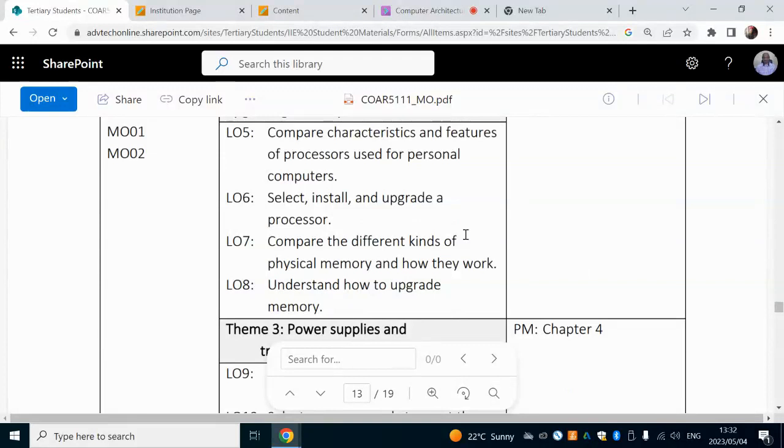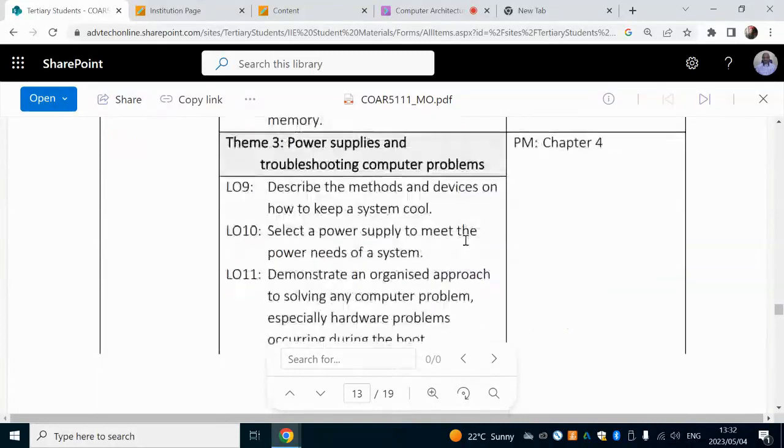We look at DDR memory, DDR2, DDR3, DDR4. And then you'll see that there's DDR5 with your graphics cards as well. The graphics card has its own memory as well. Understand how to upgrade memory. Next, we look at theme 4, which speaks about power supplies and troubleshooting computer problems, and this is chapter 4. So far, how many chapters? 1, 2, 3, and 4. Okay, we're still on learning unit 2.